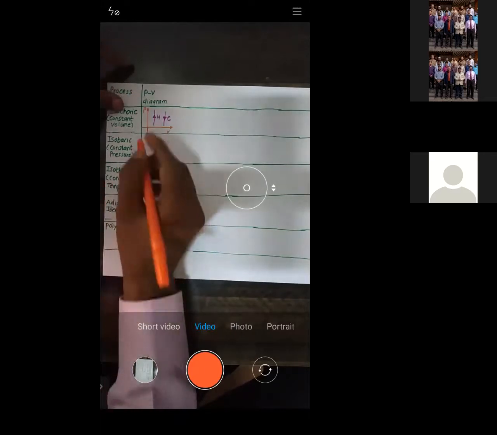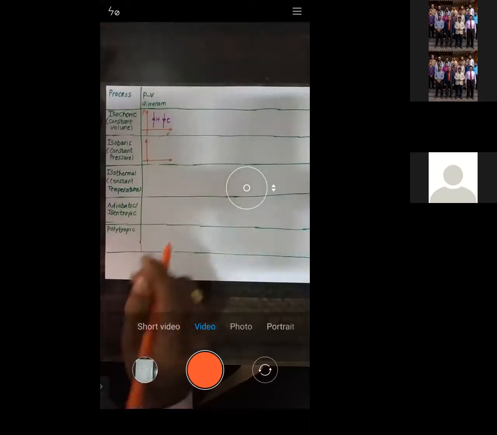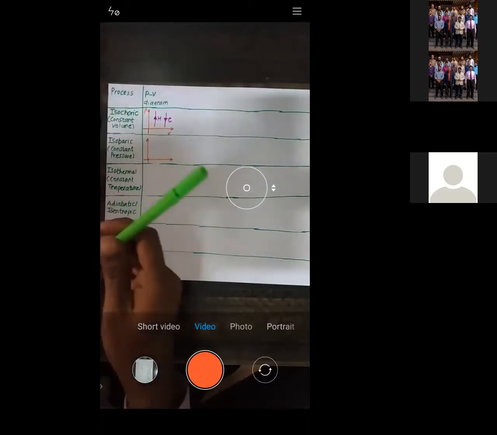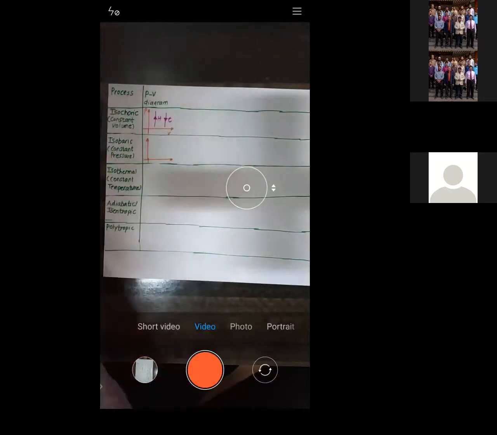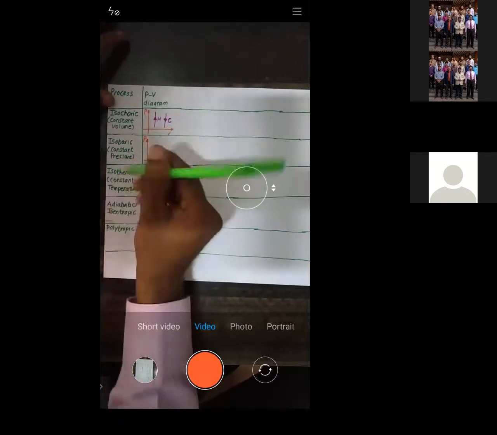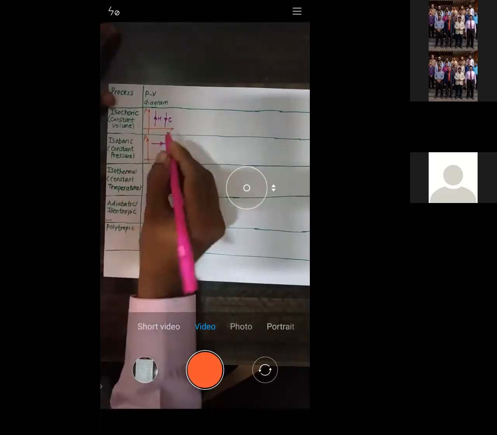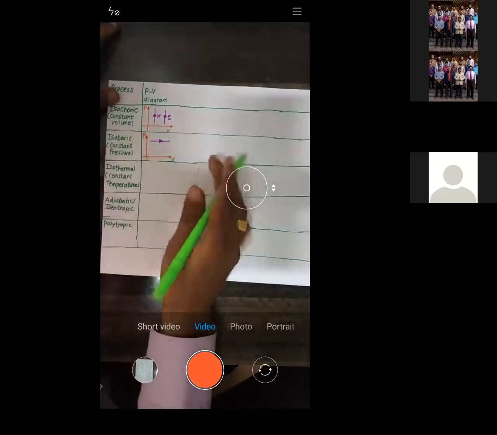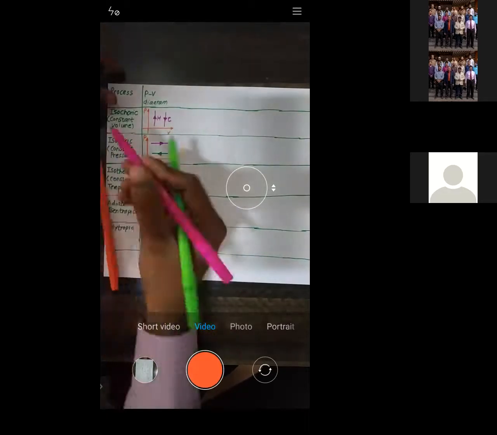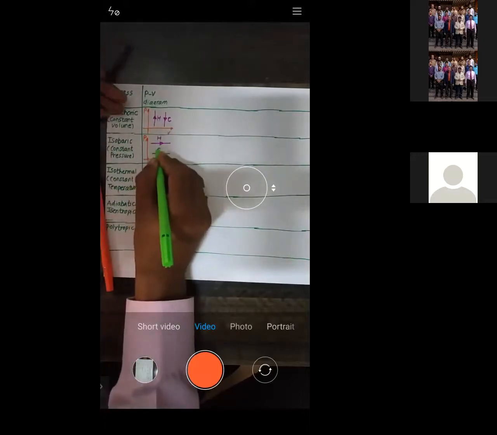Now let us talk about the isobaric process. What is the isobaric process? It's a constant pressure process, which is nothing but a horizontal line. So you might have a horizontal line which is going towards the right hand side, or a horizontal line which is going towards the left hand side. If it is going on the right hand side, it means it's heating. If it is going on the left hand side, it means it is cooling.